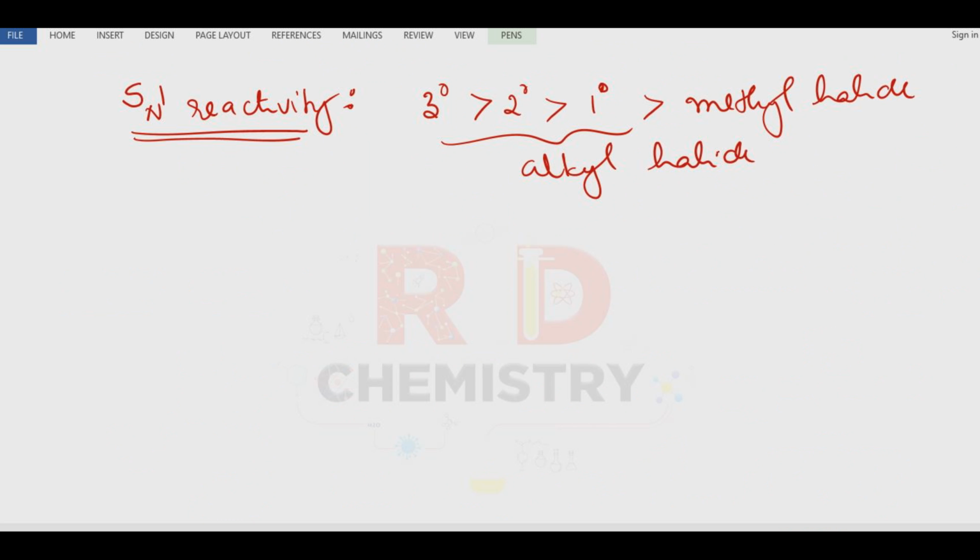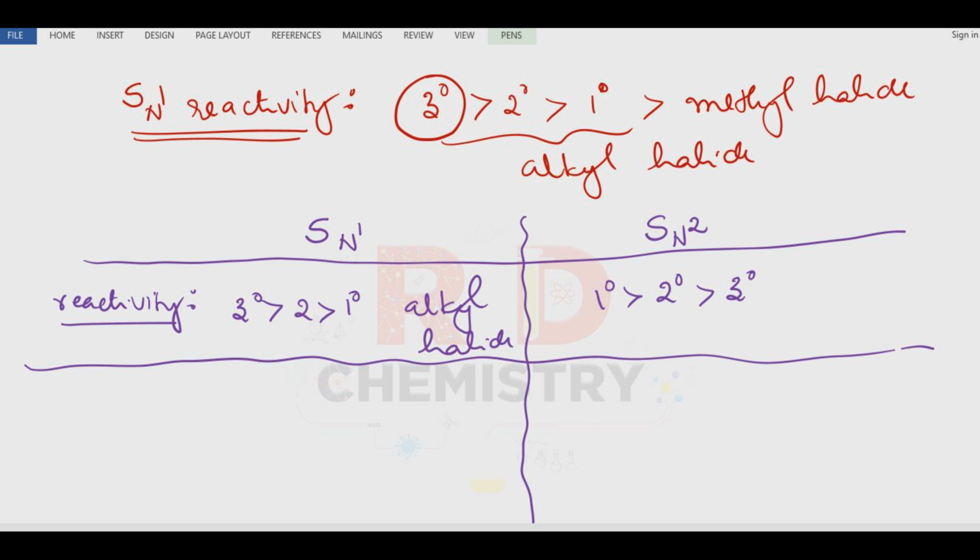Now, which type of alkyl halide easily undergoes nucleophilic substitution by the SN1 mechanism? It is the tertiary alkyl halide, because it can easily form the carbocation. Tertiary carbocation is more stable compared to secondary carbocation, which is more stable than primary carbocation. Therefore, bulkier molecules prefer to undergo the SN1 mechanism. Smaller molecules undergo the SN2 mechanism. Okay, clear? Now, what are the differences between the SN1 and SN2 mechanisms?